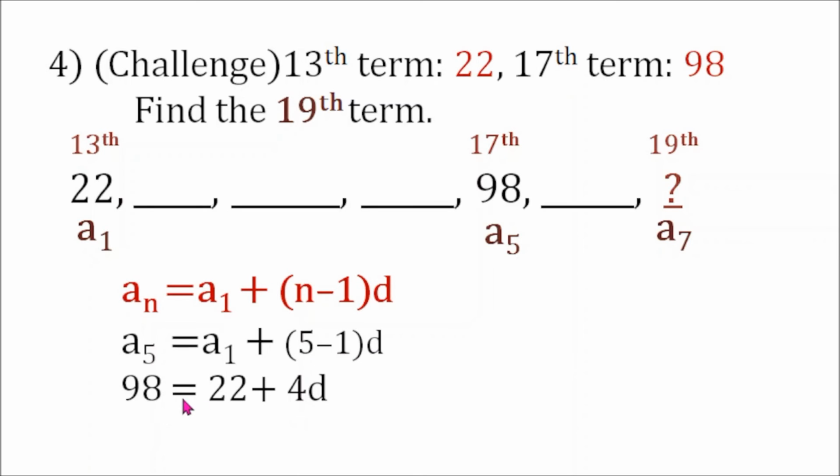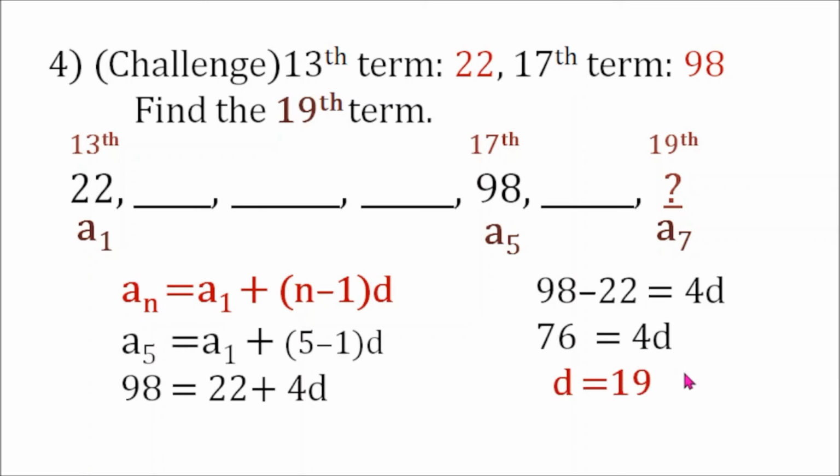Now we subtract 22 from both sides of the equation. So we have 98 minus 22 equals 4d. So 98 minus 22 is 76 equals 4d. Divide both sides by 4. So our common difference is 19. So we already know the common difference. So this means we can already find the 19th term.